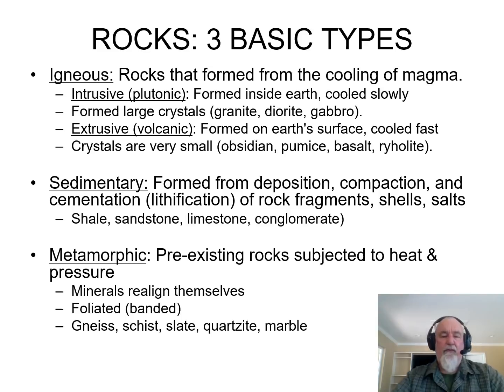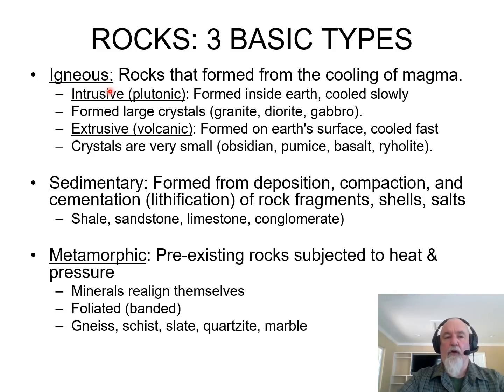But we have to make sense of those. So we're going to break those down into 3 basic types. And these are based on how the rocks form. So rocks form in 3 different ways. So we say we've got 3 different types of rocks. The first type of rock is referred to as igneous rocks.